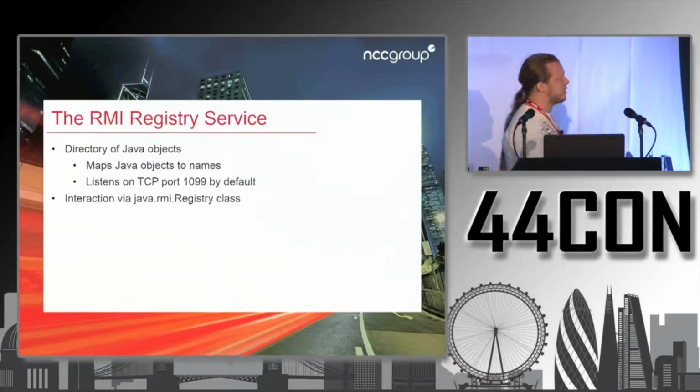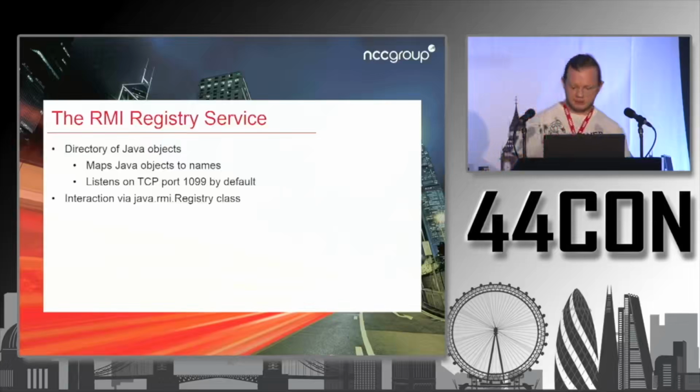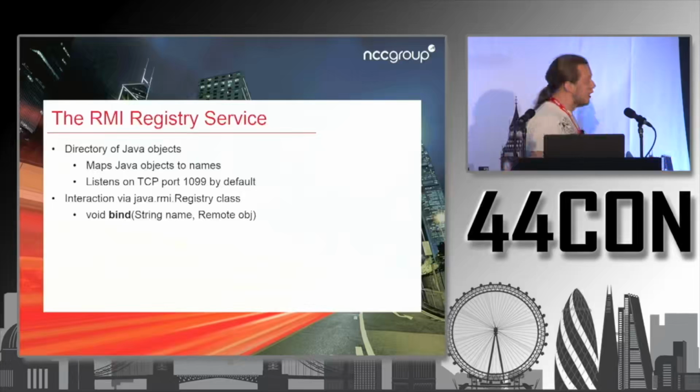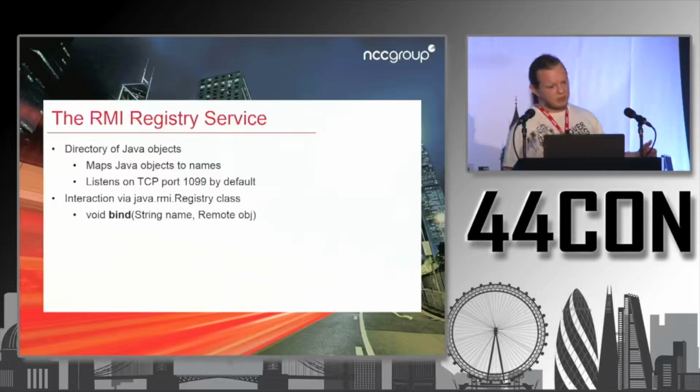And we interact with this service using the java.rmi.registry class. That's got a series of methods that allow us to do things like bind an object. So we supply a name and an object. You might notice that the type of the second parameter is not object, it's remote. In order to expose an object over RMI, the class of that object needs to implement java.rmi.remote, which is an interface.